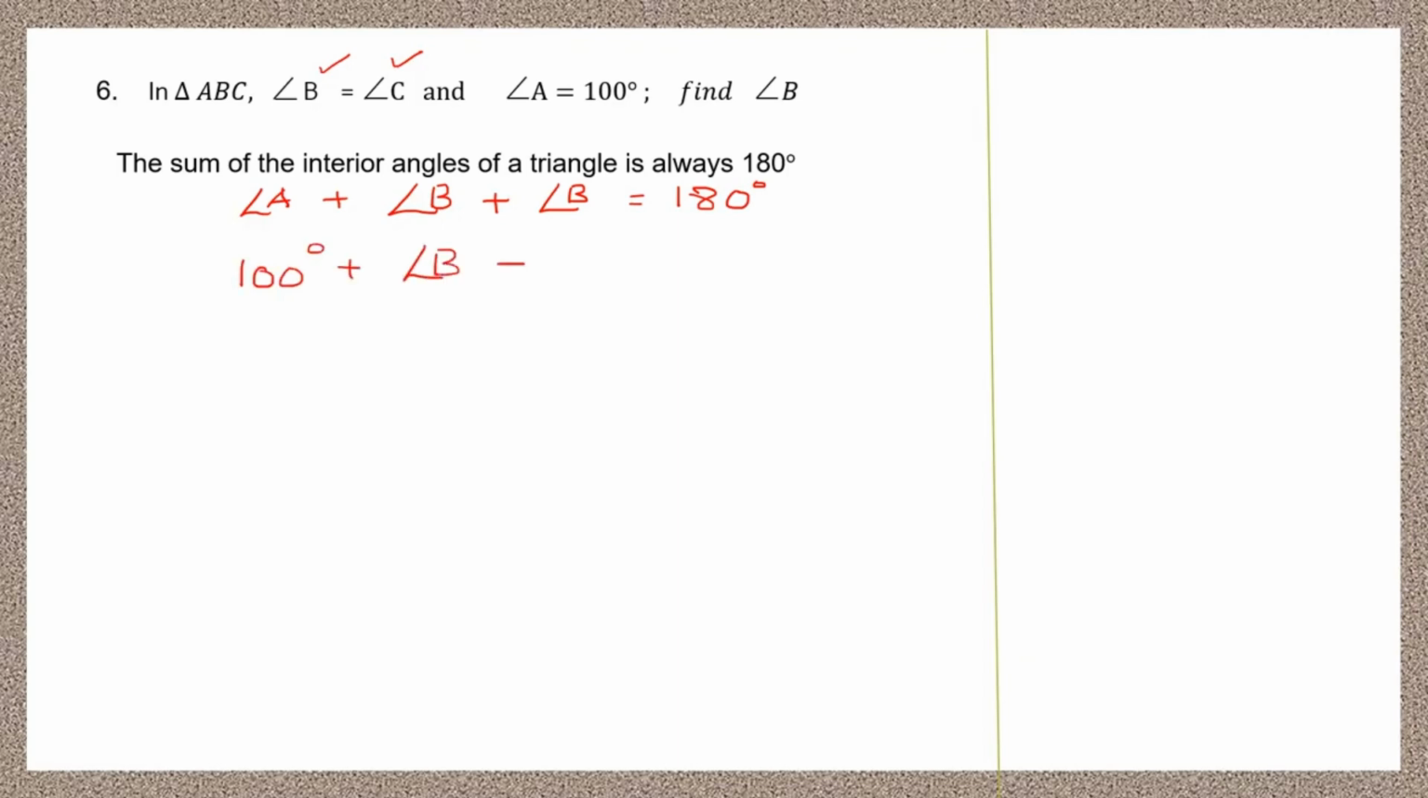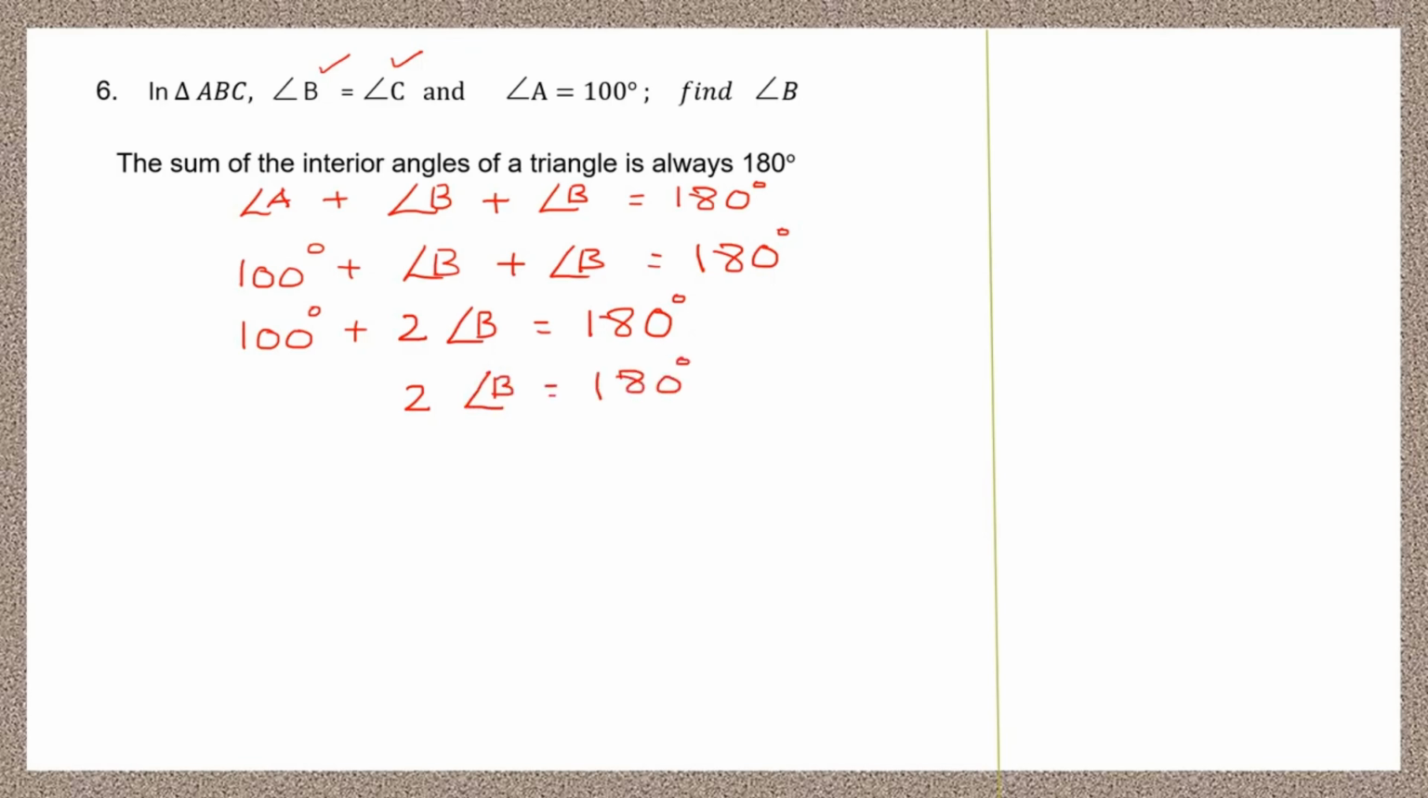Angle B plus angle B equals 180 degrees. Now this becomes 100 degrees plus how many angles do we have here? We have two angles. Angle B plus angle B becomes two angles of B, which is equal to 180 degrees. I'm going to leave the unknown angles here on the left hand side. That means two of these angles here, 180 degrees on the right hand side.